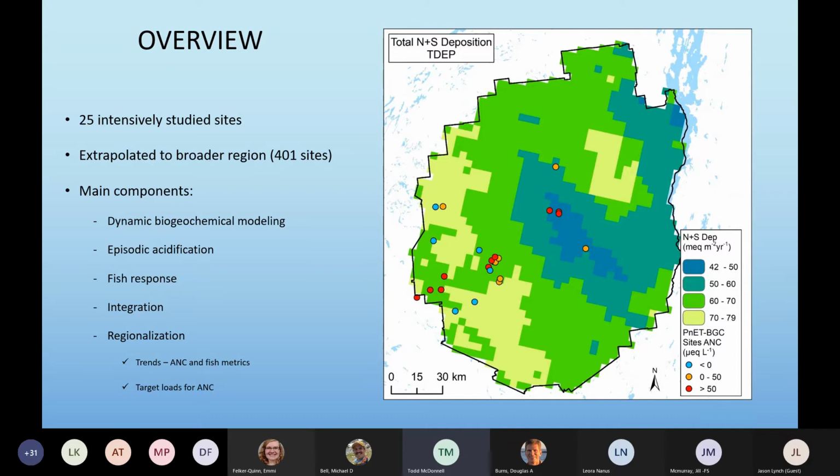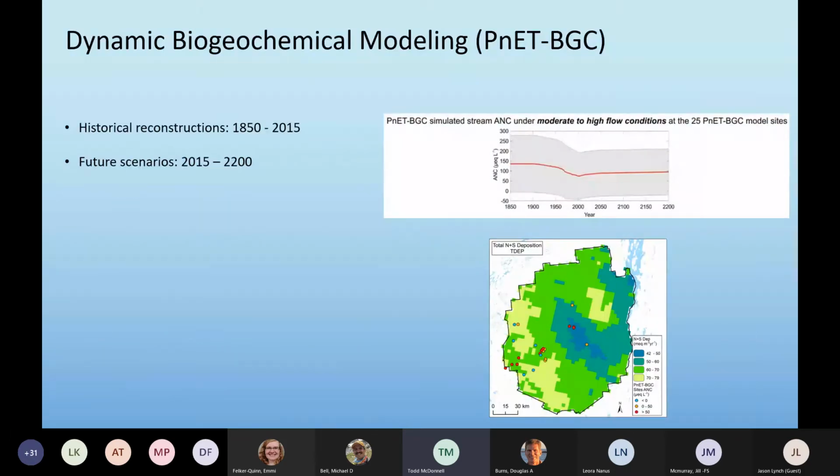The main components of this project: we first ran a dynamic biogeochemical model, developed by Shuai Xie and Charlie Driscoll at Syracuse. Then there was an episodic acidification analysis done by Doug Burns at USGS. The fish response functions were developed by Barry Baldigo. You saw a little bit of that from Jason's slides. Then we integrated those components and worked them together. I'll show a little bit more on that soon. And then we regionalized the results for the trend in ANC and fish metrics, and also the results for the target loads for ANC endpoints. So those are our sites, and that's the pattern of deposition across the Adirondacks.